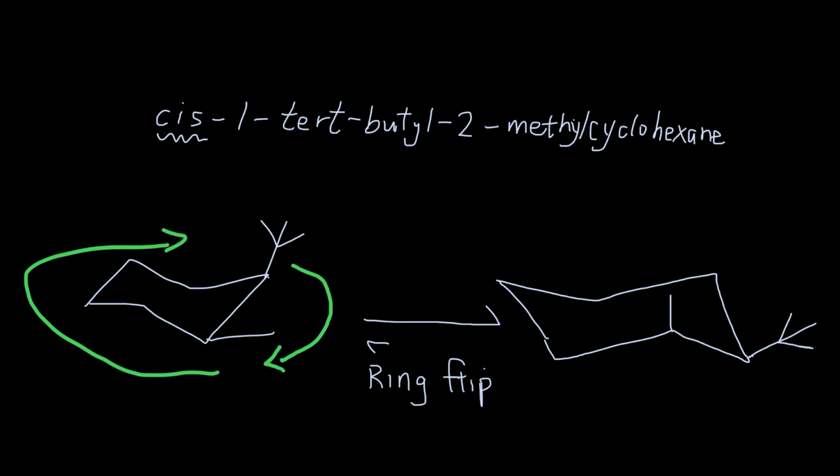So now which one's more stable? Like we said, this one's more stable, and it's also the one with less potential energy. The one that is less stable has more potential energy.